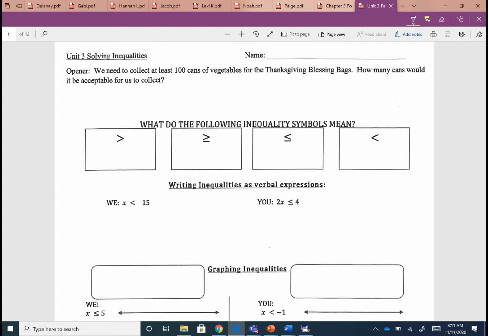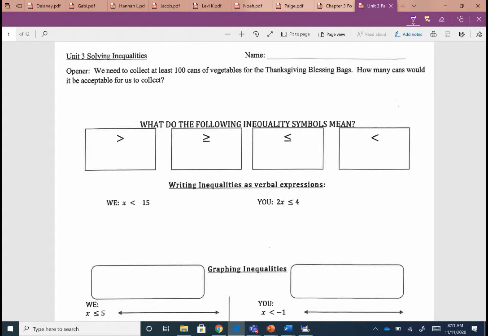How many cans could we collect and be like, yeah, we're good to go? How many do you think? What would be acceptable? How many cans would work? Give me an idea, guys. John, how many cans would work if we need at least 100?